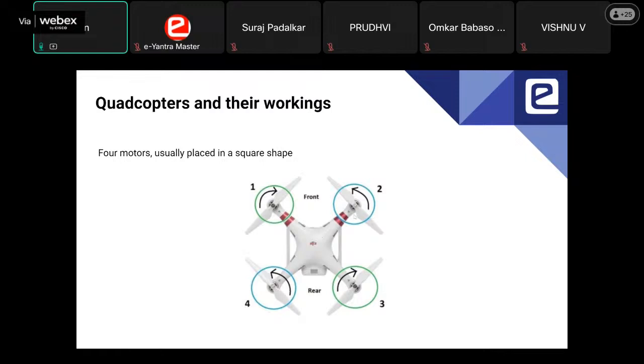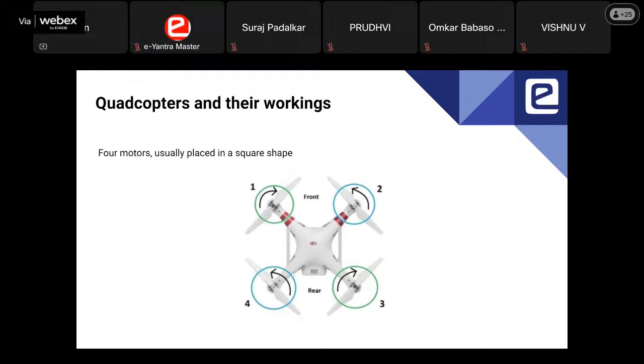So obviously one question comes: can these rotors rotate in the opposite direction? Of course, it can rotate in the opposite direction only if the other diagonally opposite ones are also rotating in the opposite direction. So if you want to reverse the direction of rotation of 1 and 3, let's say 1 and 3 will become anti-clockwise like this. Then you have to change the direction of 2 and 4 to clockwise. Then you can achieve the same lift and you can fly the drone.